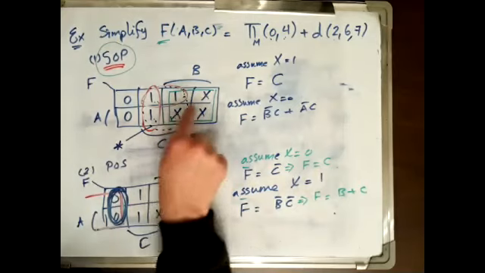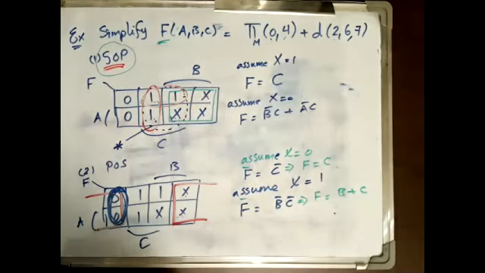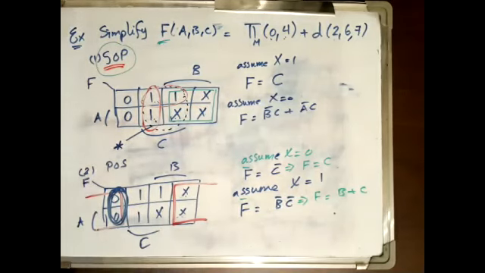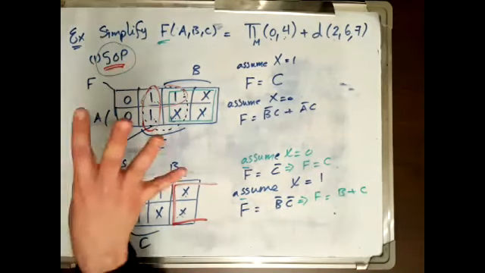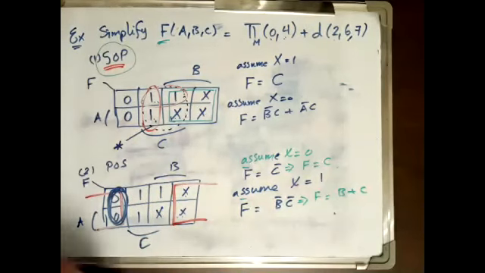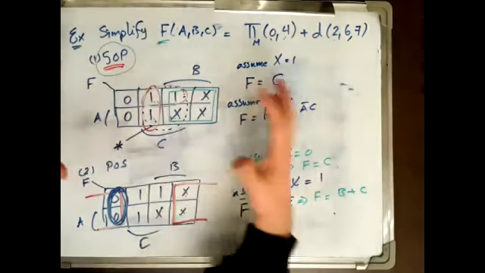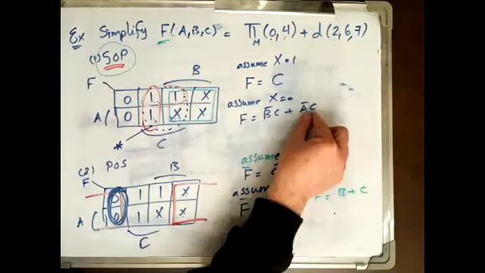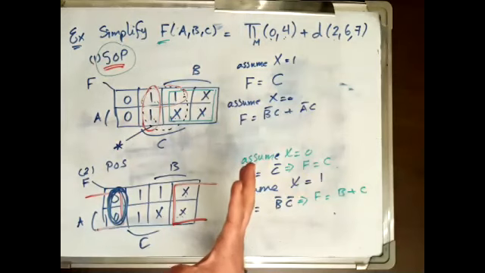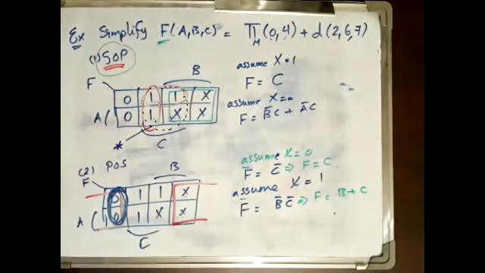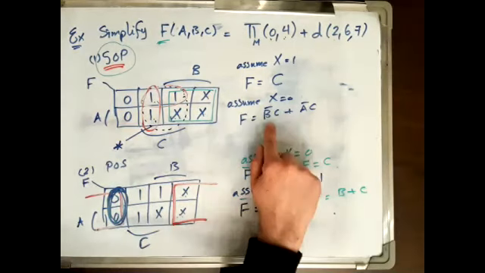I keep them as is in the map, but I can always assume any of these don't cares to be one or zero, depending on my need. My goal is to make the rectangle or the prime implicants as big as possible in order to reduce the size of the AND term. The larger the rectangle that you make, the smaller its AND expression. And the larger the rectangle, the fewer rectangles you will need to express the function, which will reduce the number of terms.